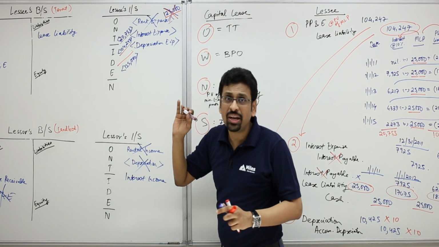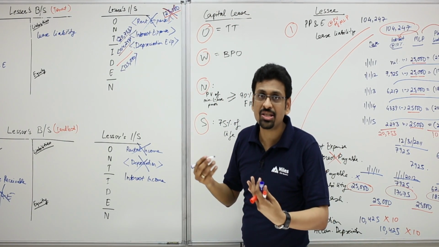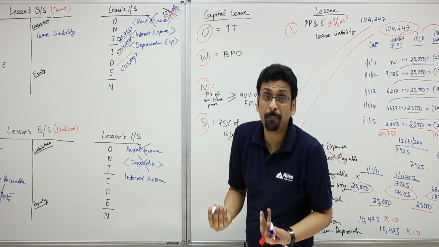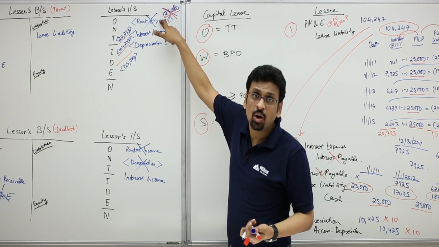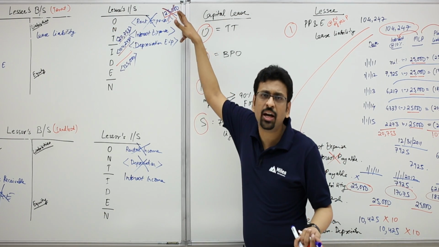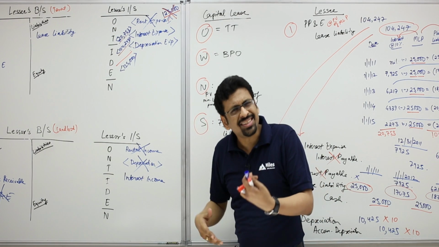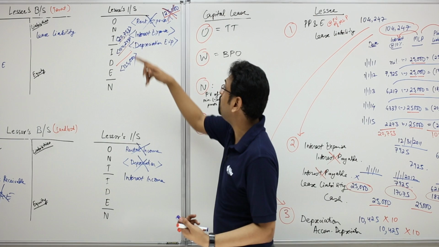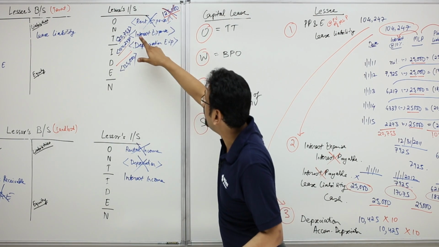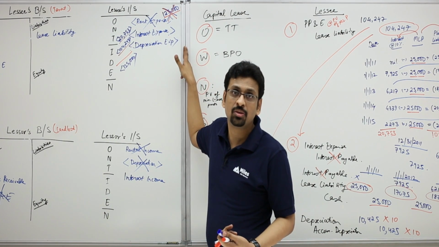So guys, as you can understand, nothing has changed. It's just the way it appears. In an operating lease, the expense on the lessee's income statement would have been $125,000. It's the same number in the case of a capital lease, just that instead of being called a rent expense, it's now interest expense and depreciation expense.